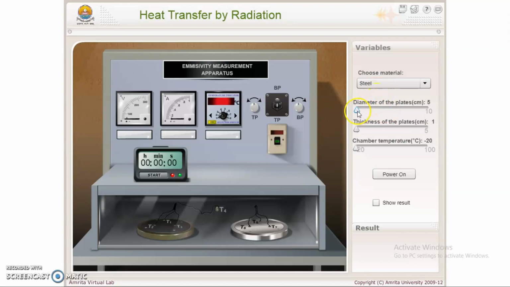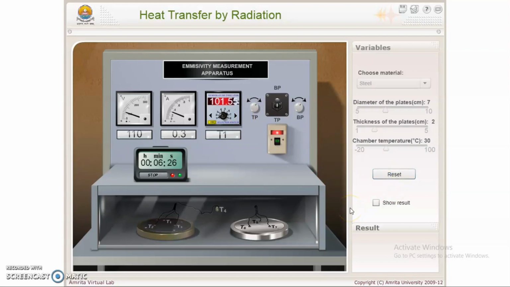Then the diameter, which has a range of 5 to 10. I am going with 7, so I have set the diameter to 7. The thickness is given from 0 to 5 centimeters, so I set it to 2 centimeters. The chamber temperature T4 is there, so I set the chamber temperature to 30 degrees centigrade. Okay. Now using this white knob, I will set the readings for the black plate as well as the test plate. Now I press the power on button.